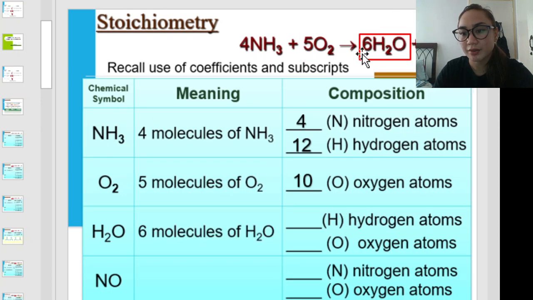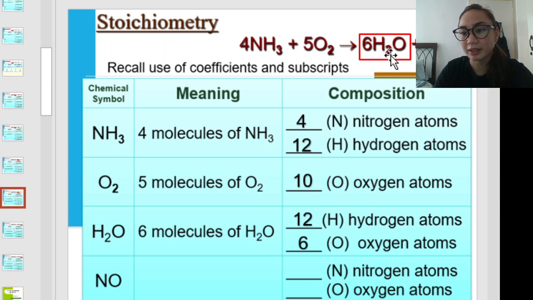Next, we have 6 molecules of H2O. And if we compute for the total composition of our compound, we have 12. Tama ba? We have 12 atoms of hydrogen and 6 oxygen atoms. So, saan nanggaling yung 6 ni oxygen here? We have an invisible 1, so minultiply lang natin siya with 1.